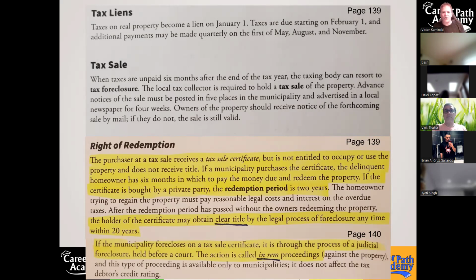We're not trying to make it harder for the homeowner to keep their home. The taxing body just wants their money so that they can spend, right? So when you go to a tax auction, you're not bidding on how much you're going to pay. You're bidding on the interest rate you're charging the homeowner. It starts at 18%, and if you're the only bidder, you get it at 18%.